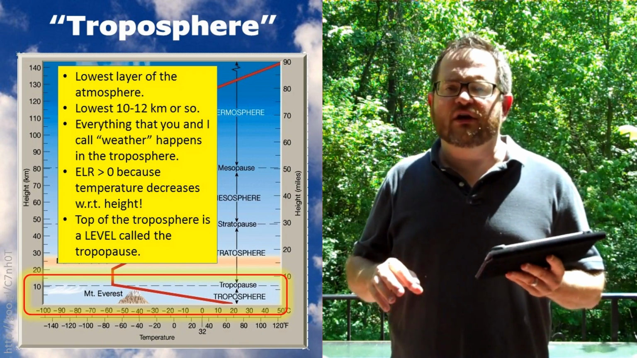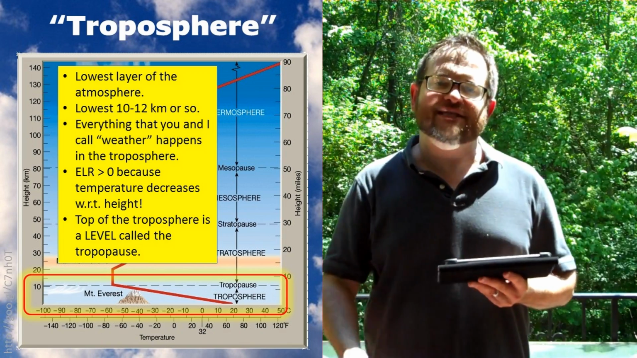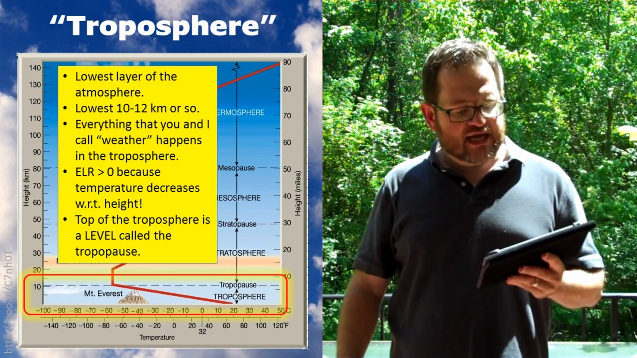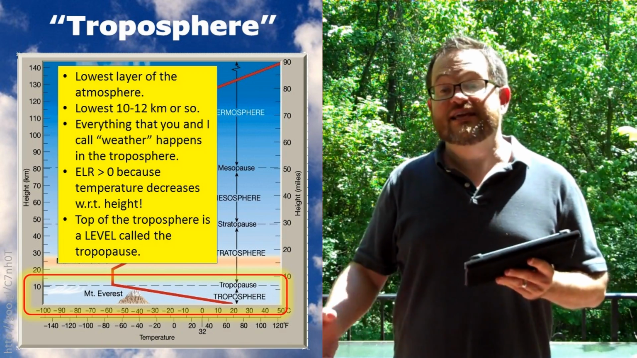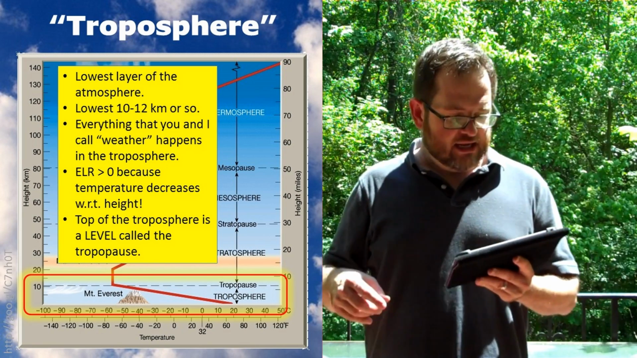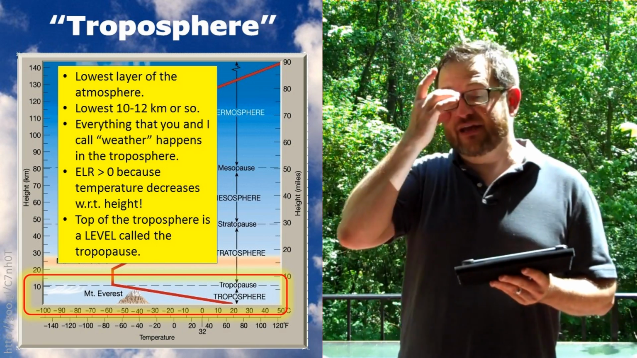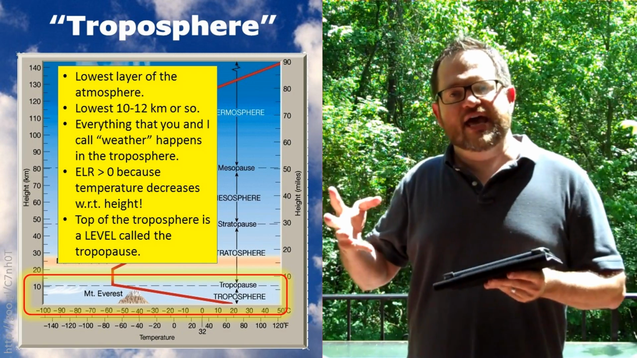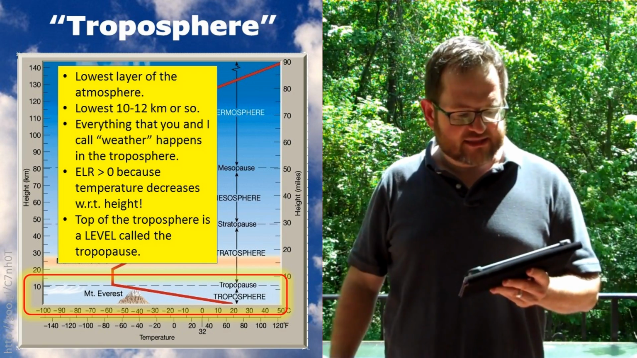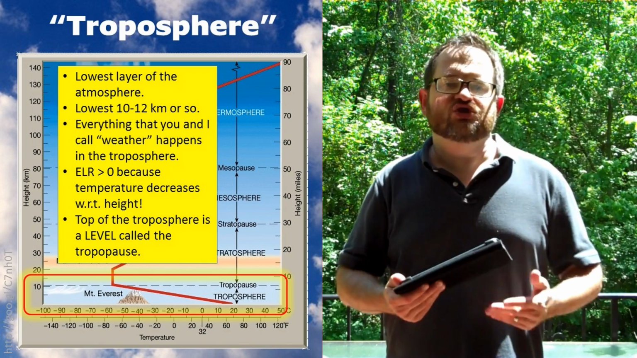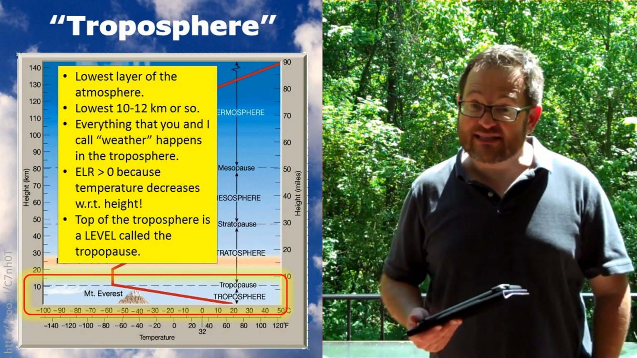Throughout the depth of the troposphere, in general, temperatures are decreasing with respect to height, which means most of the time in the troposphere, the environmental lapse rate is going to be positive. Remember, we defined the environmental lapse rate to mean that the temperatures are decreasing with respect to height. So in the troposphere, the environmental lapse rate is positive.